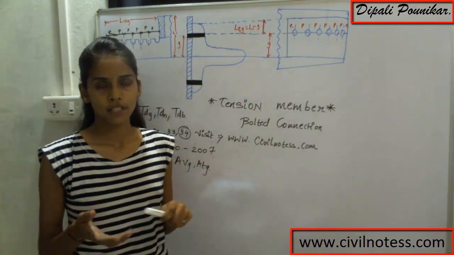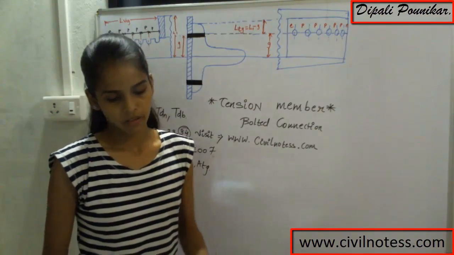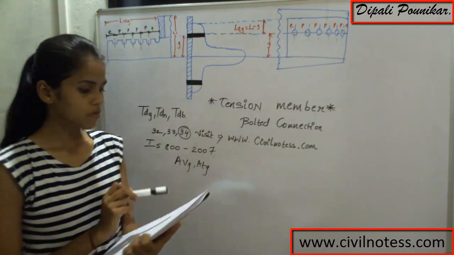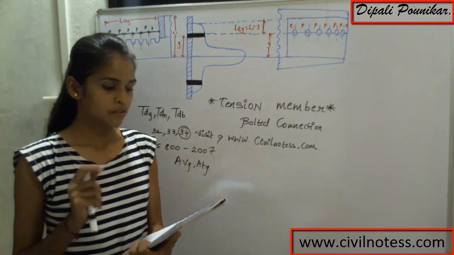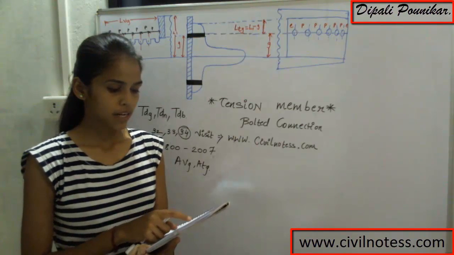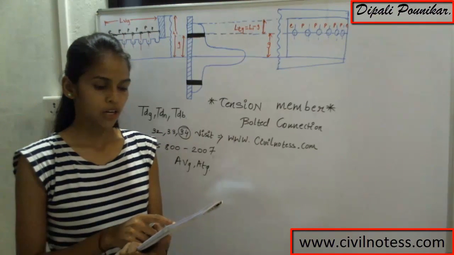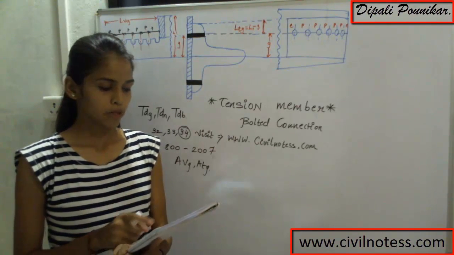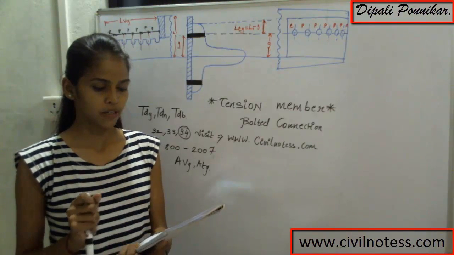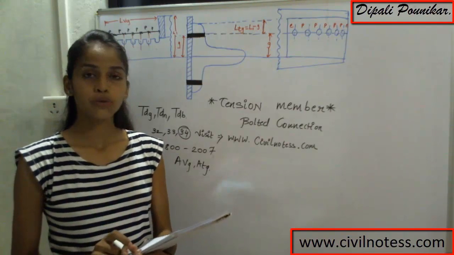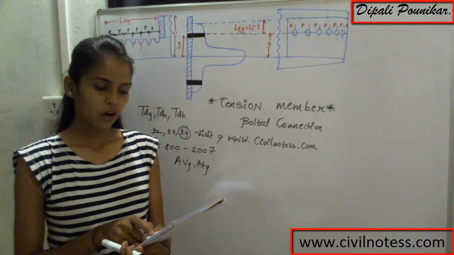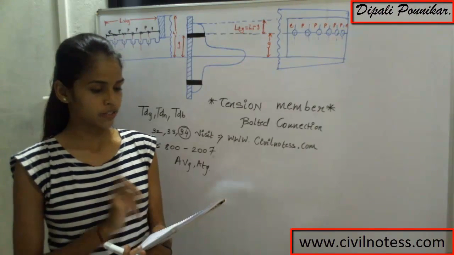After that, I have one numerical which is based on the tension member. A 3 meter long member is carrying a service tensile load of 325 kN. Design the member using two angles provided on the same side of the gusset plate, with a bolted connection. Use E250 410B grade steel and ordinary bolts of grade 4.6.